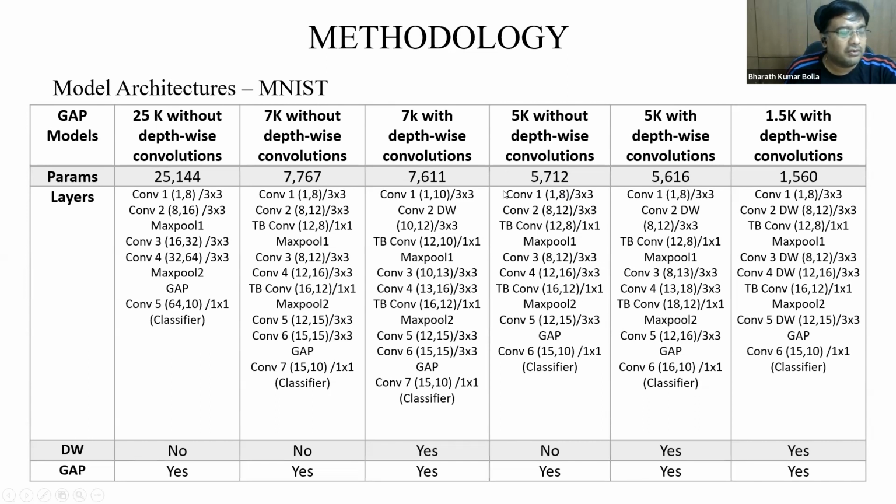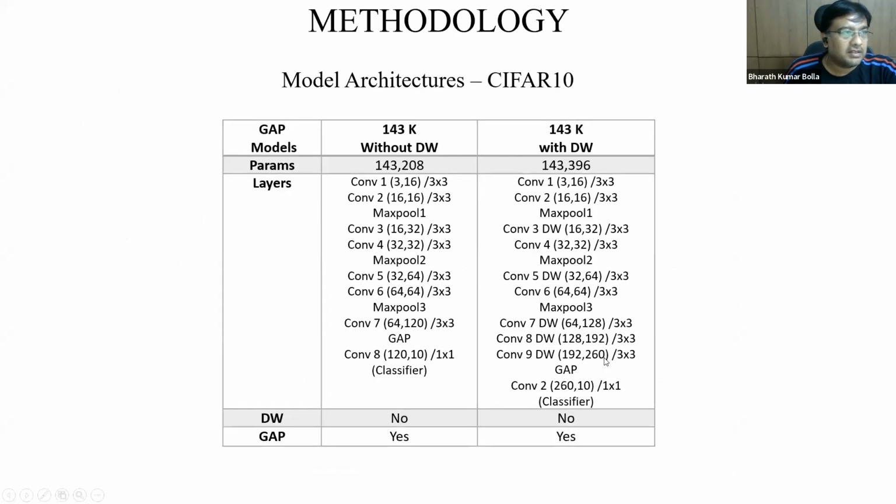Similarly, we reduced to 5K parameters, this one without depth-wise. Similarly, this model is a 5K with depth-wise. Finally, we created a small model with 1,500 parameters, with depth-wise convolution. So now, these are the models.